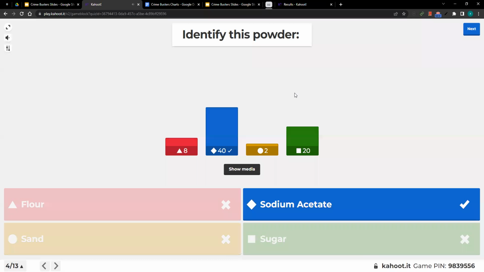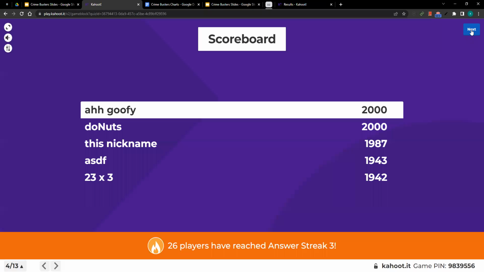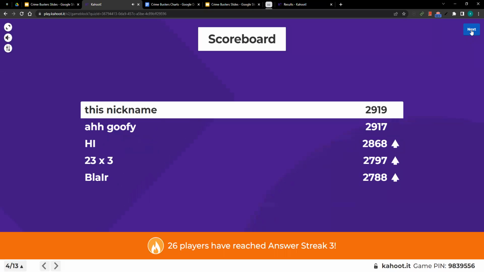Sugar. I don't know why you'd decide to choose sugar. Sugar does not have that low of an acidity. It's not that basic. Yeah, sodium acetate. I think I provided that as an example. So good job to 40 of you. And good job to this nickname.